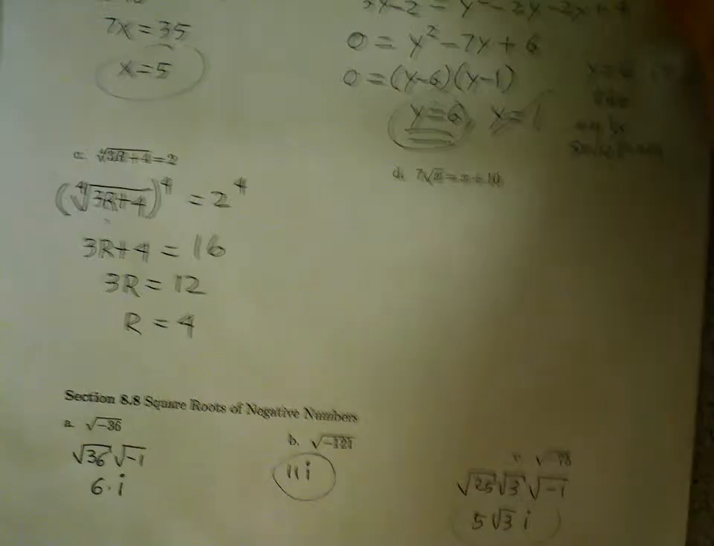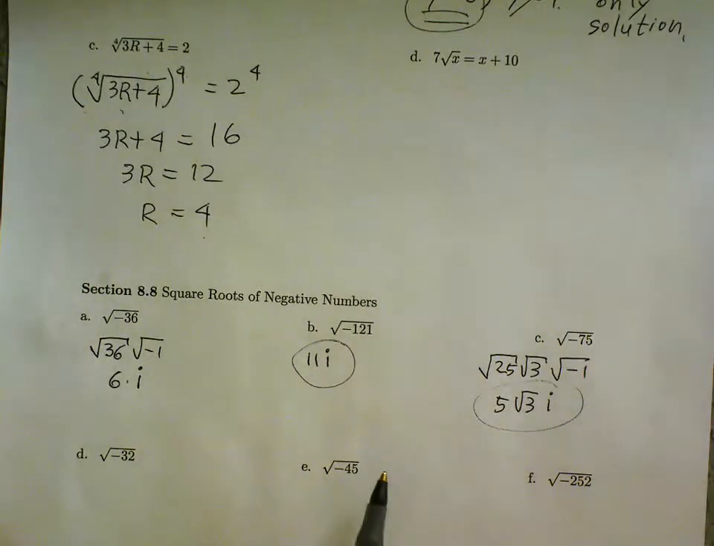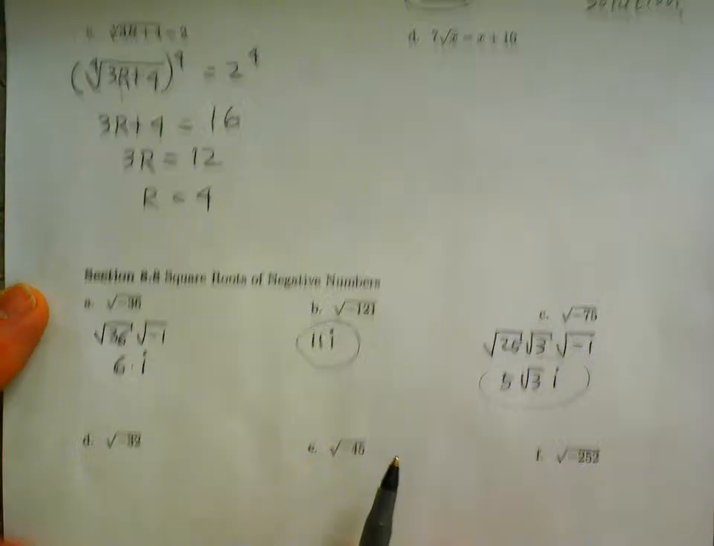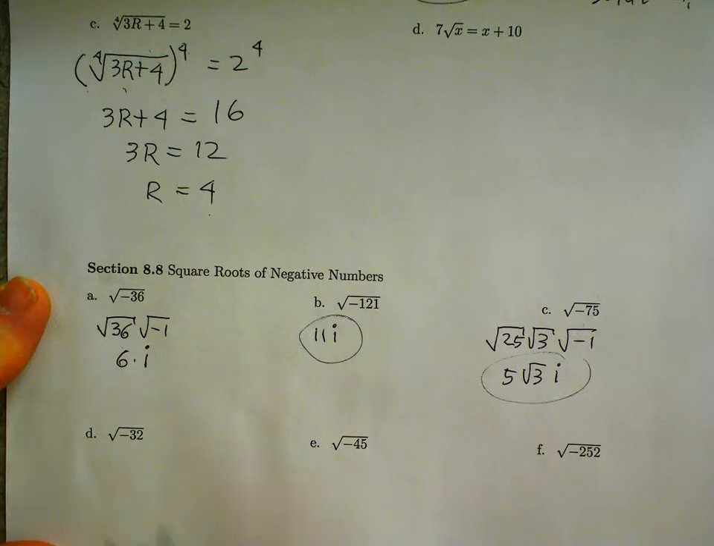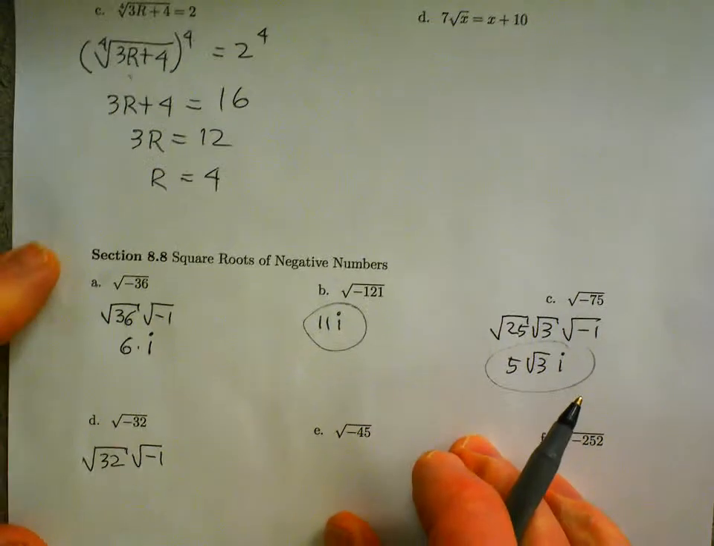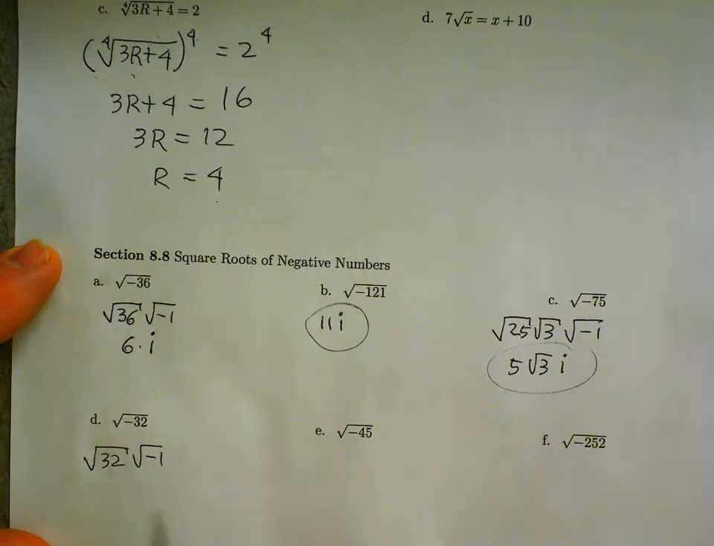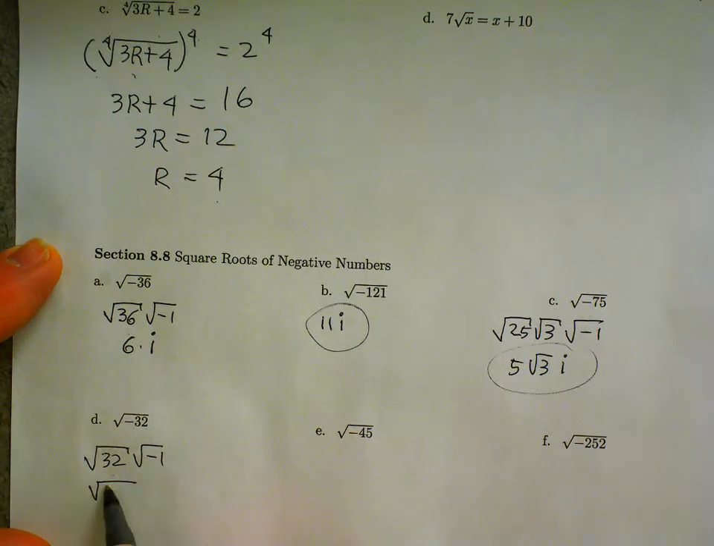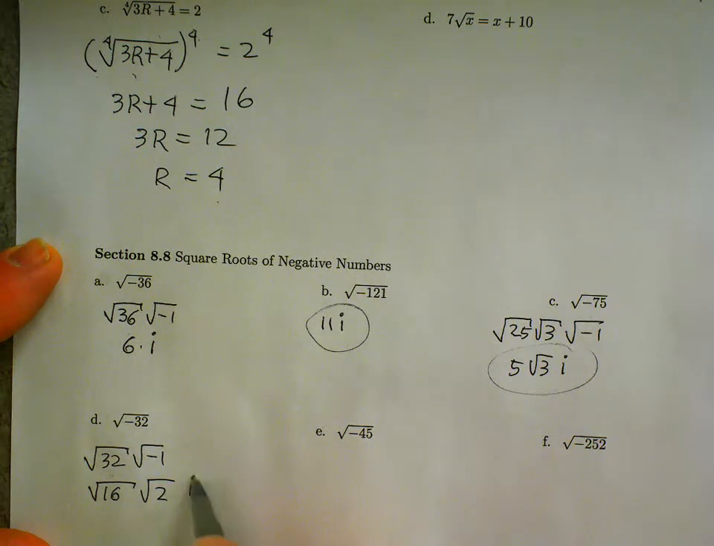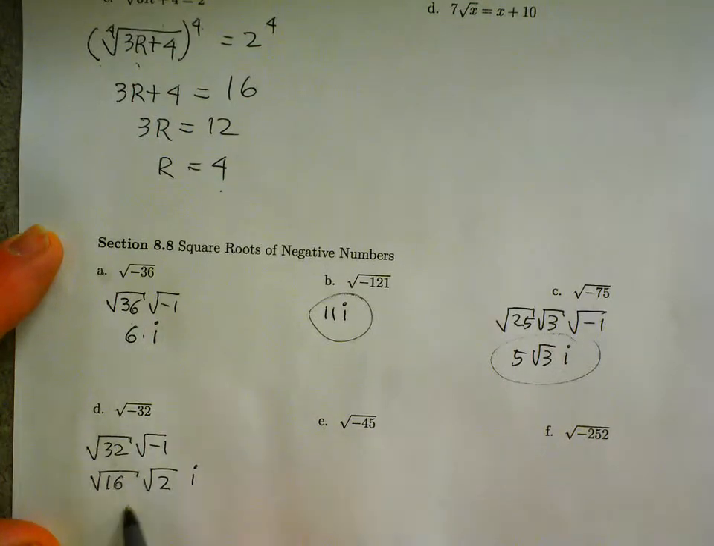Okay, the next ones. The square root of negative 32, think of that as the square root of 32 times the square root of negative 1. The largest factor of 32 that's a perfect square is 16, so this is the square root of 16 times the square root of 2 times i. And finally, we get 4 times the square root of 2 times i.